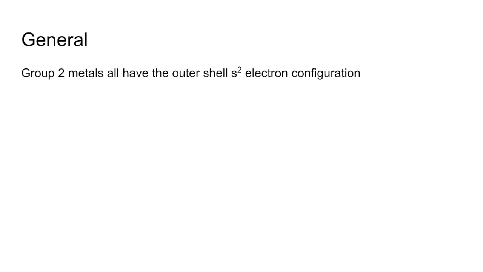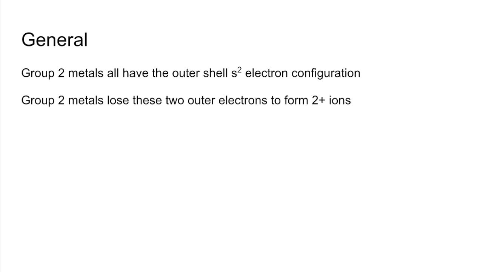Quick revision video on group 2. So we'll start with some general information. First, all group 2 metals have the outer shell s2 electron configuration. They lose these outer 2 electrons and form 2+ ions when they react.